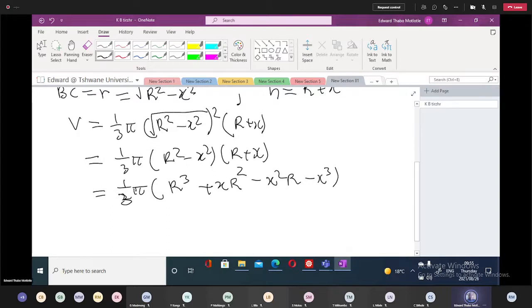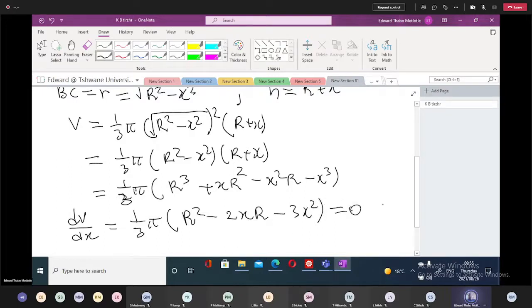Now because x is changing, we differentiate V with respect to x. So you have 1 over 3 pi, and when you differentiate R cubed, this is 0 because we are differentiating with respect to x. So this will be R squared minus 2xR minus 3x squared. Now we equate this to 0.